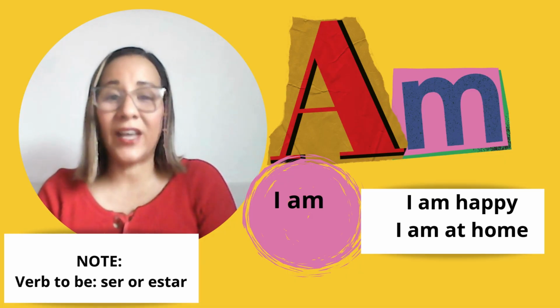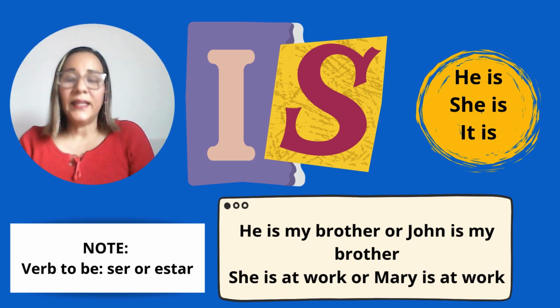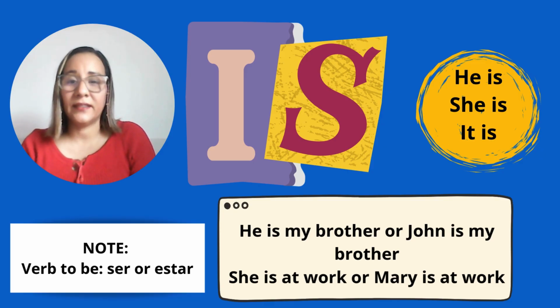Now, let's see the second form. This is the form is. We use it with the third singular person. These are he, she, and it.